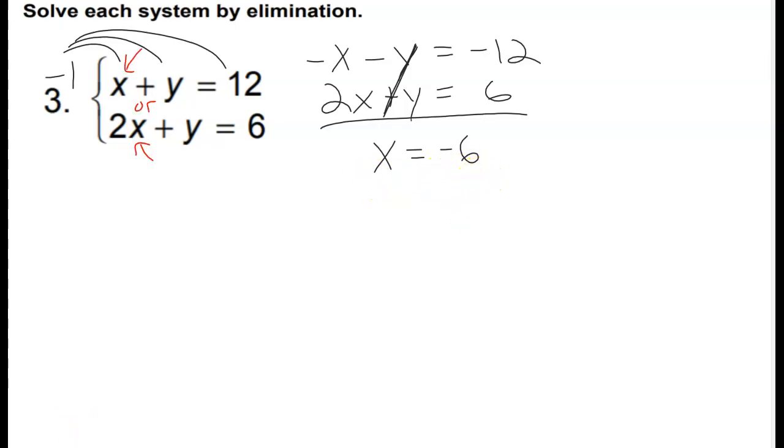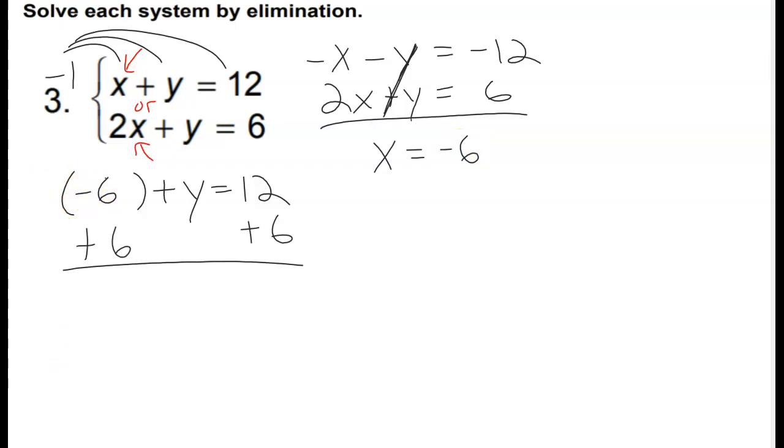Now all we got to do is plug it back in, and we can plug it into either one of these. I picked the first one. Put the negative 6 in here: negative 6 plus y is equal to 12. Now that we got the negative 6 plugged in, we're going to solve for y. We do the opposite of minus 6, which would be to add 6 on both sides. And then y is equal to 18. And then you got negative 6 and 18.